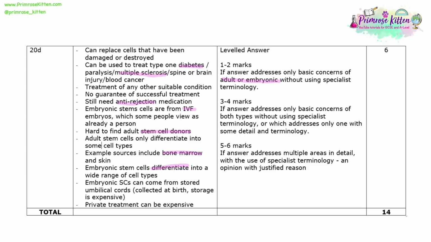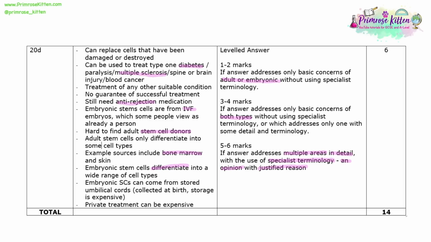If you've talked about both types, so you've talked about both adult and embryonic stem cells, but you didn't necessarily use specialist terminology, but you talked about one of them in more detail than the other, so you mentioned a lot about embryonic with some of these specialist terms, but you didn't mention a lot about adult, then you can still be in the 3 to 4 mark category. To get into the 5 to 6 mark bracket, you're going to address multiple areas, so both embryonic and adult stem cells in detail, so multiple points for each one, so multiple pros and cons in each one, using specialist terminology, and you need your opinion with a justified reason.